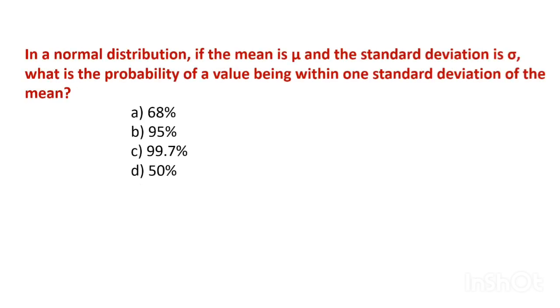it is B. In a normal distribution, if the mean is mu and standard deviation sigma, what is the probability of a value being within one standard deviation of the mean? Generally, we know that in a normal distribution, about 68% of the data falls within one standard deviation of the mean, so the correct answer is option A. Remember carefully, the probability of a value being within one standard deviation of the mean is always 68%.